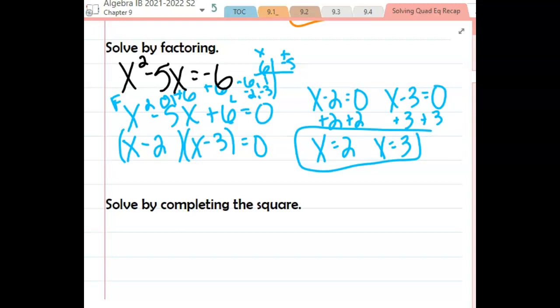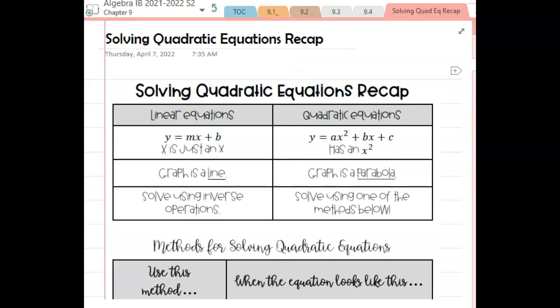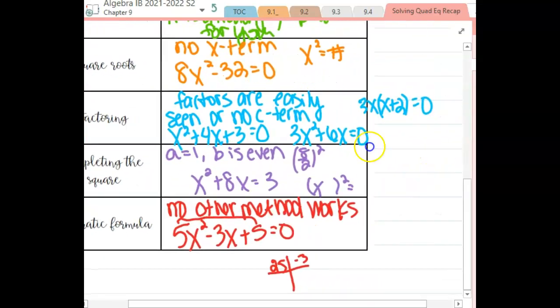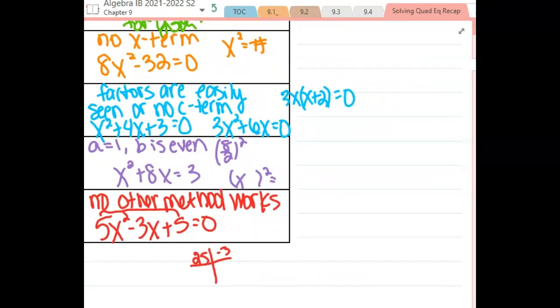Okay, and actually instead of adding a new one here, let's go back to that left-hand side. Let's just finish out this one here. So I kind of wrote this one down that I said to solve by factoring, it either needs to be factored easily, which is what we just did. Factors are easily seen. Or I said that there can be no C term.